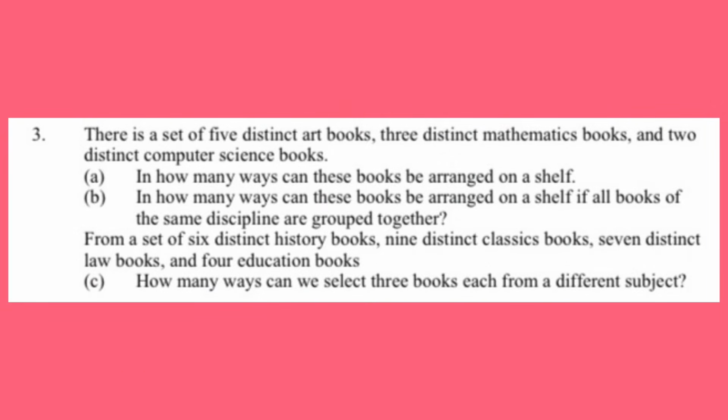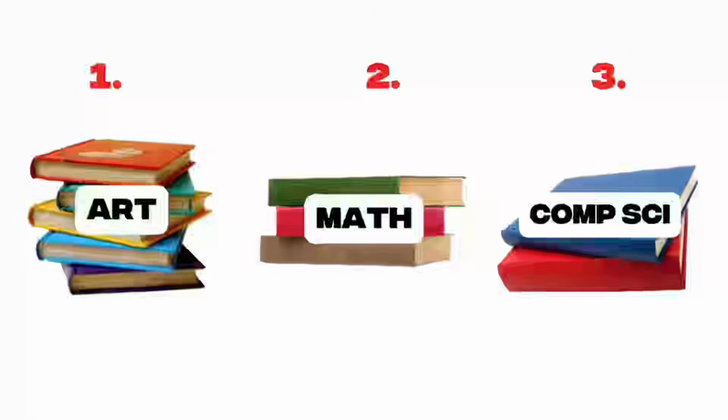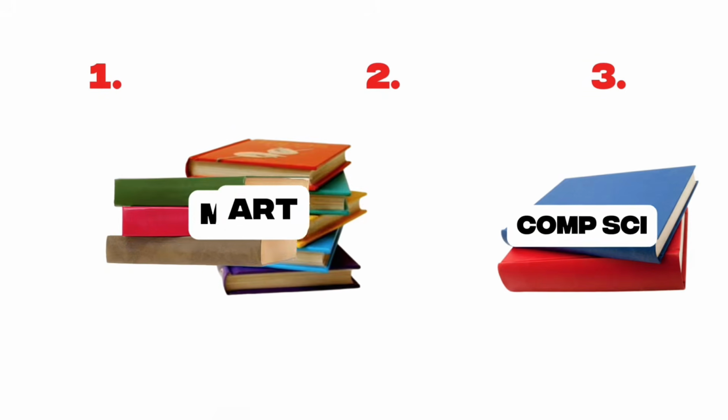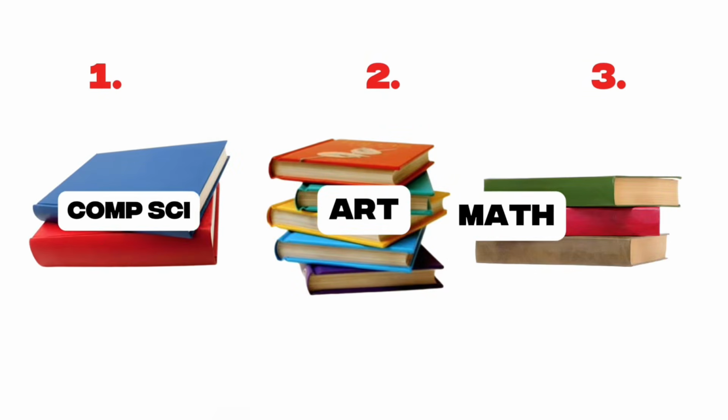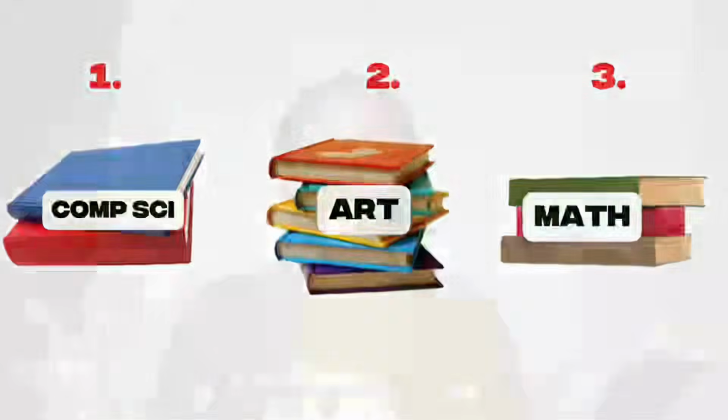Question 3b. In how many ways can these books be arranged on a shelf if all books of the same discipline are grouped together? Okay, so now the question is asking how many ways we can arrange the books on the shelf with all books within the same discipline together, although the books are distinct. So there are 2 things you have to consider. For one, how are you going to arrange the books in terms of their groups? Are you going to put art first, math second, then computer science third? Or computer science first, art second, math third? You know what I'm saying, right? So that's one thing to consider.